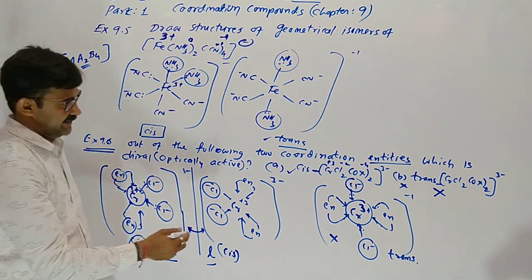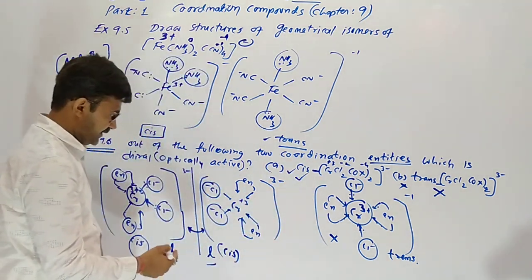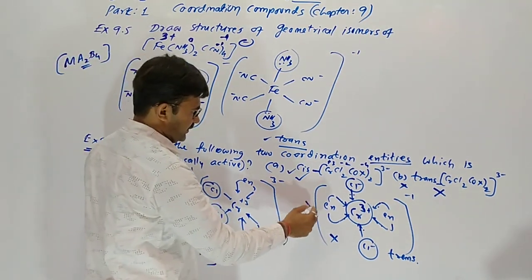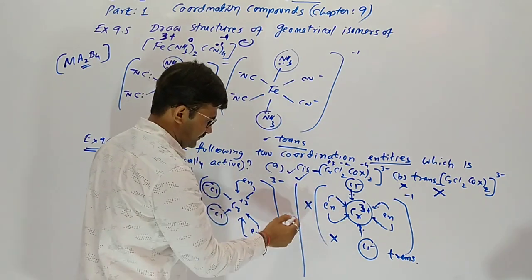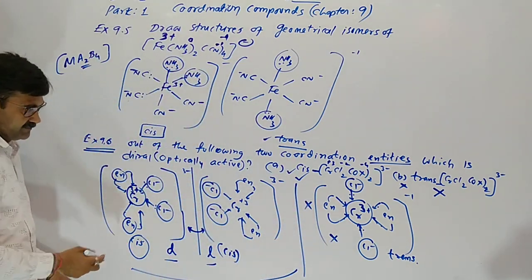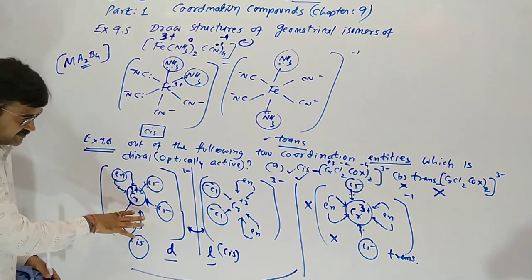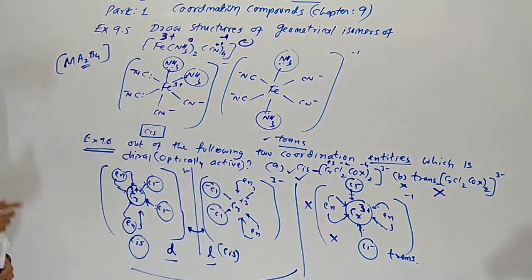So which one is optically active? A, and it gives mirror image. This one is not giving mirror image. These two, one dextro and one laevo. So trans isomer in octahedral never gives optical activity. Only cis gives its optical isomer. One should be dextro, another laevo.